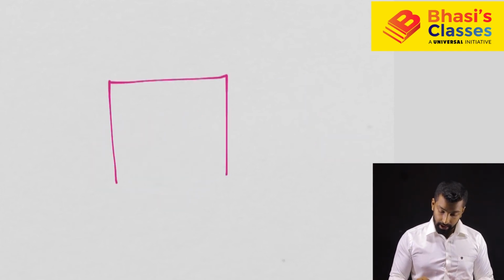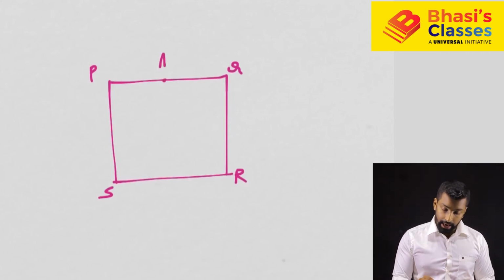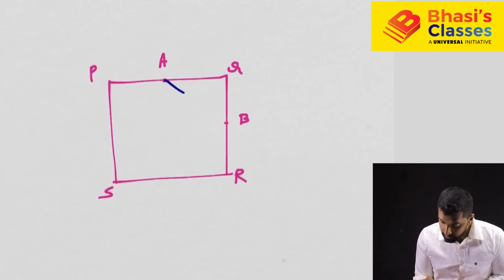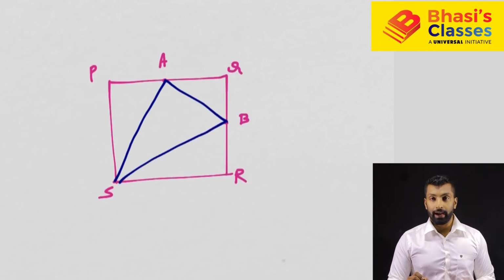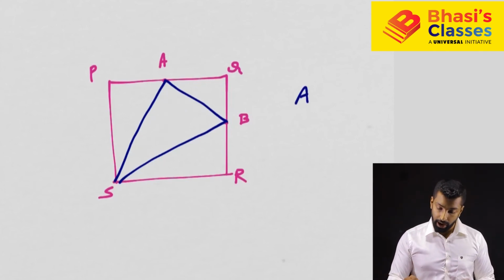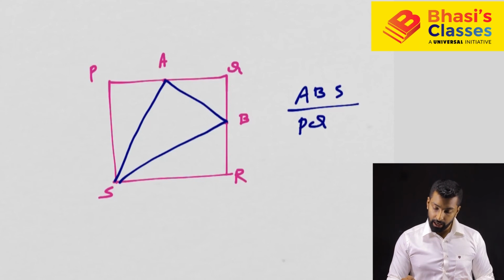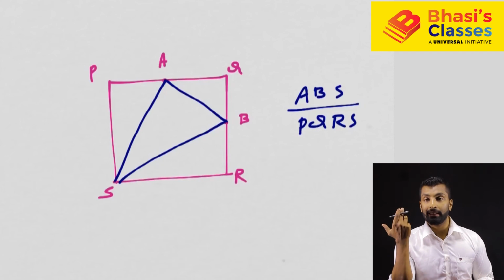Now if I give you one more question, let's take a question like this. Okay, let me take this as P, Q, R, S. Now the midpoint of PQ is A and the midpoint of QR is B. I'm joining these two midpoints and extending it to C and making a triangle. Then I will shade this triangle, and then what I'll ask you is ABS divided by PQRS. So effectively what I'm asking is the ratio between the triangle to the rectangle or the square.